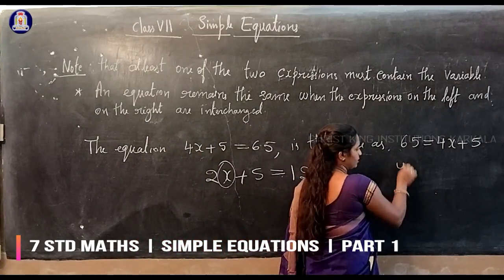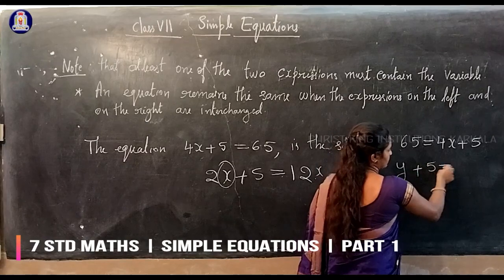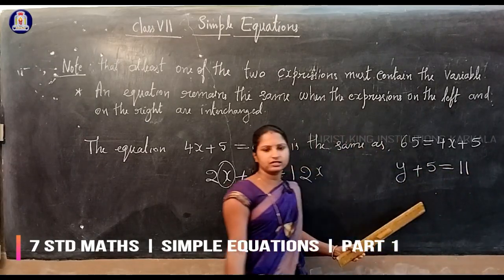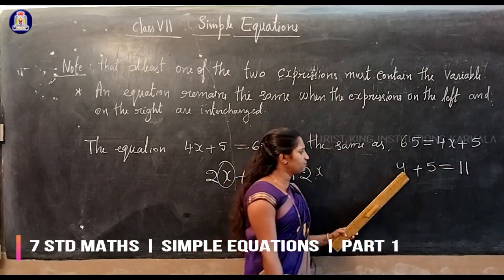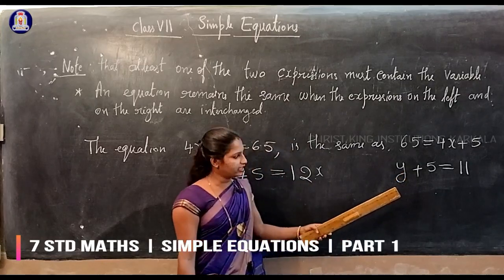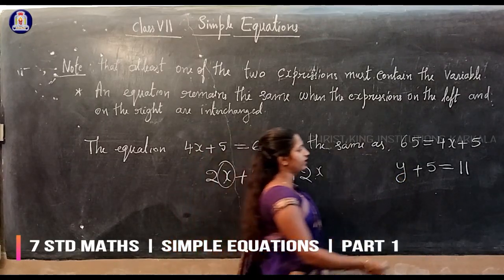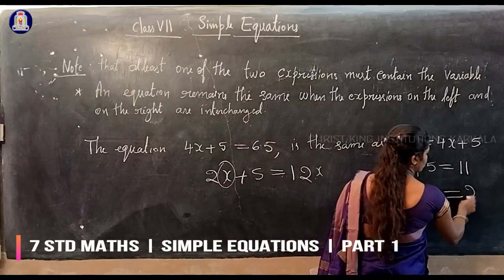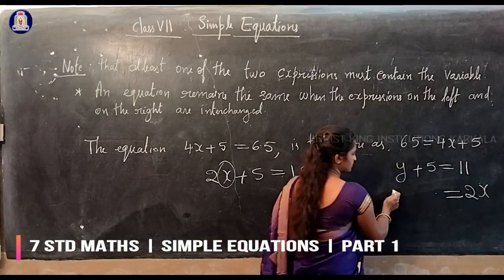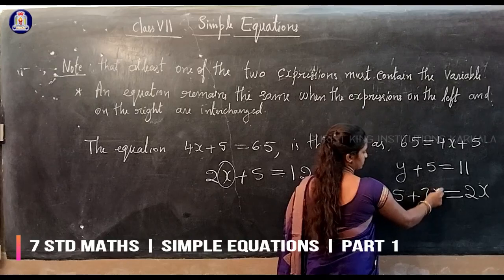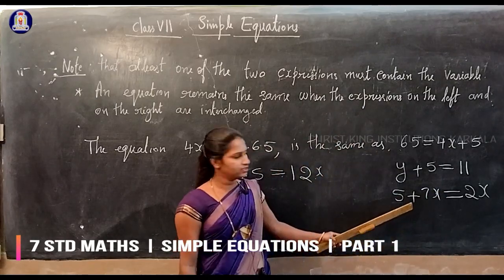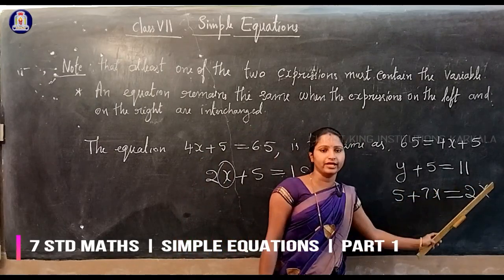So for example, if I write y plus 5 is equal to 11, this is an equation. In the left hand side, if you see, here we can find a variable, that is y, correct? So if I say 2x equals 5 plus 7x, this is also an equation. See, both sides contain a variable.